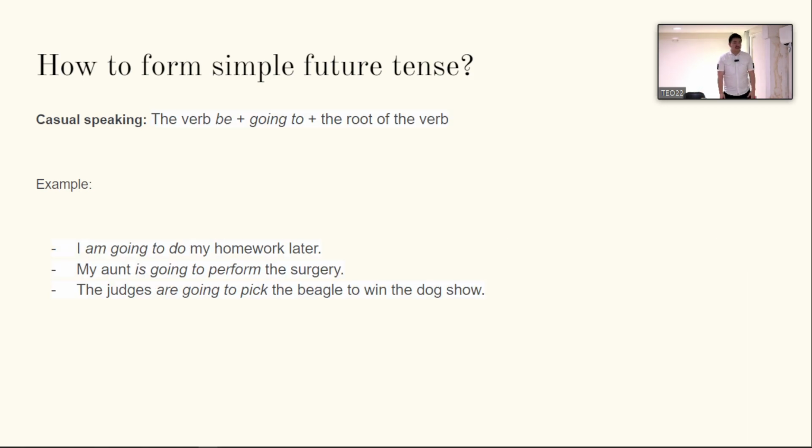And for casual speaking, usually it's the verb be plus going to and then the root of the verb. For example, if we're having a normal casual conversation with our friends or with someone close to us, we usually say, oh, I'm going to do my homework later, or oh, my aunt is going to perform the surgery. The judges are going to pick the beagle to win the dog show. So it's usually more casual, or lebih santai.